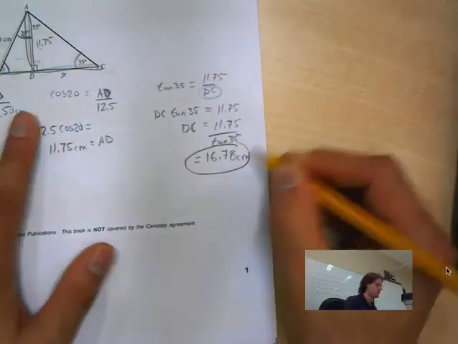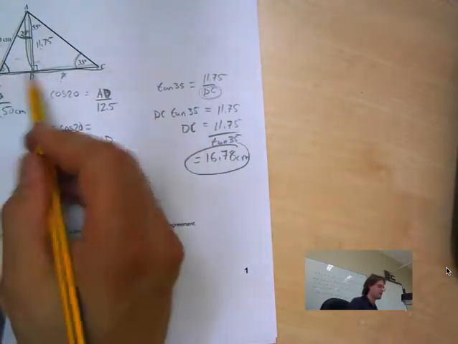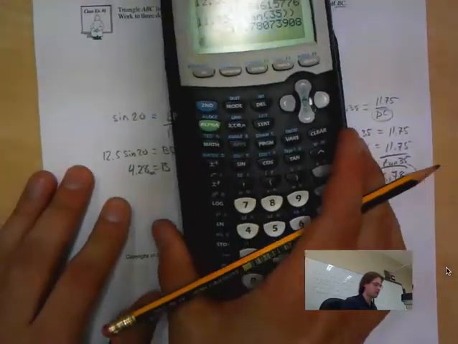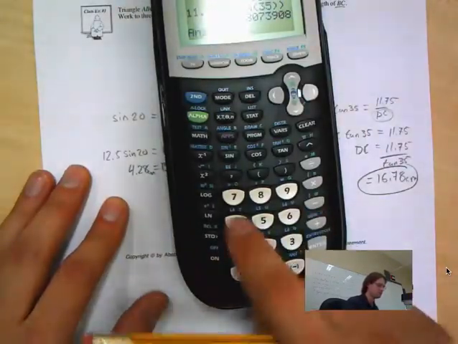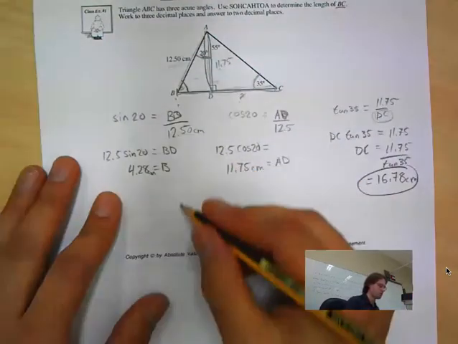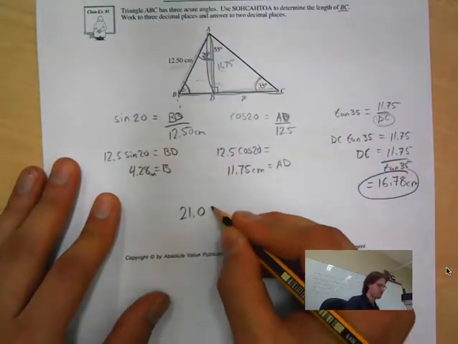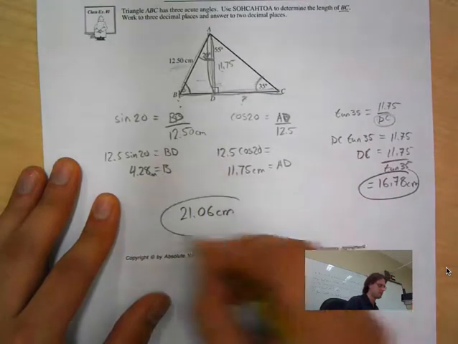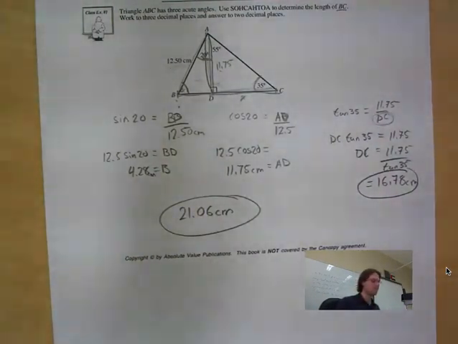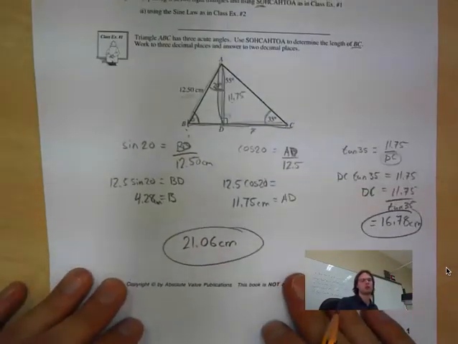Well, we're not done yet. We have to add the BD and DC together. So that's going to give me, we add to this 4.28. It's going to give me 21.06. Okay? So that is how we solve these questions, or one way.